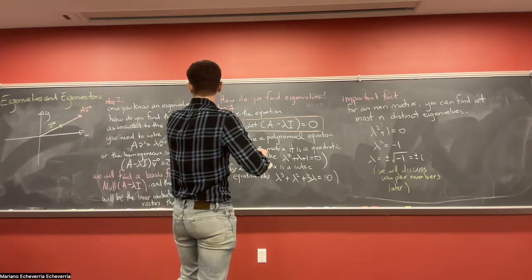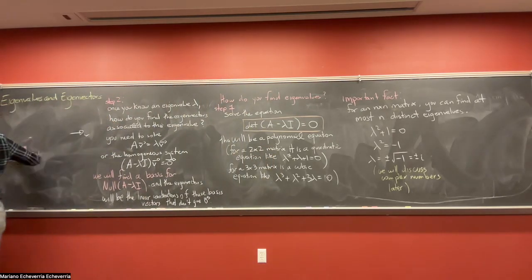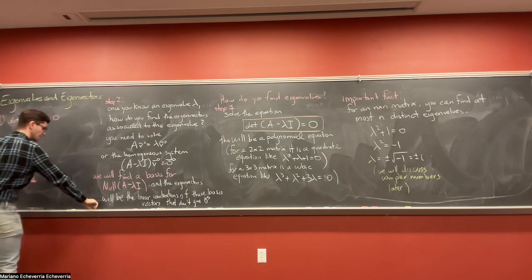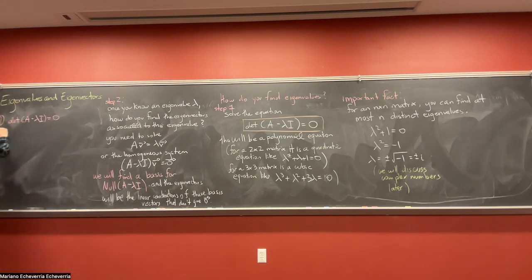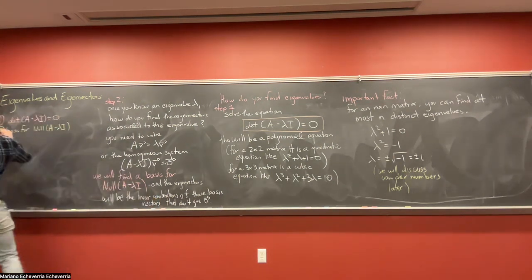So I'll just write the two things that we have to do here so that I can refer to them. The first thing that we'll do in general is that the determinant of A minus lambda I should be zero. And the second thing that we have to do is the null space: we need a basis for the null space. These are the two things to keep an eye on for these problems.